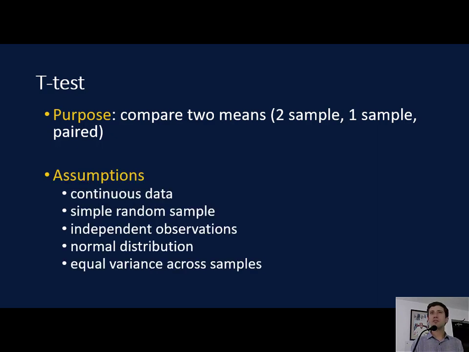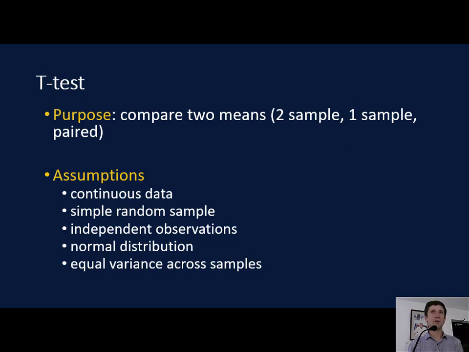So all of these three different types of T-tests have a similar set of assumptions. They all assume continuous data. You can't really take a mean unless your data is continuous anyway. They assume that your data come from a random sample. That is, that you don't have a biased sample. That's not always an assumption that we meet. Even if we take data just from the clinic here, it's not always going to be a simple random sample.